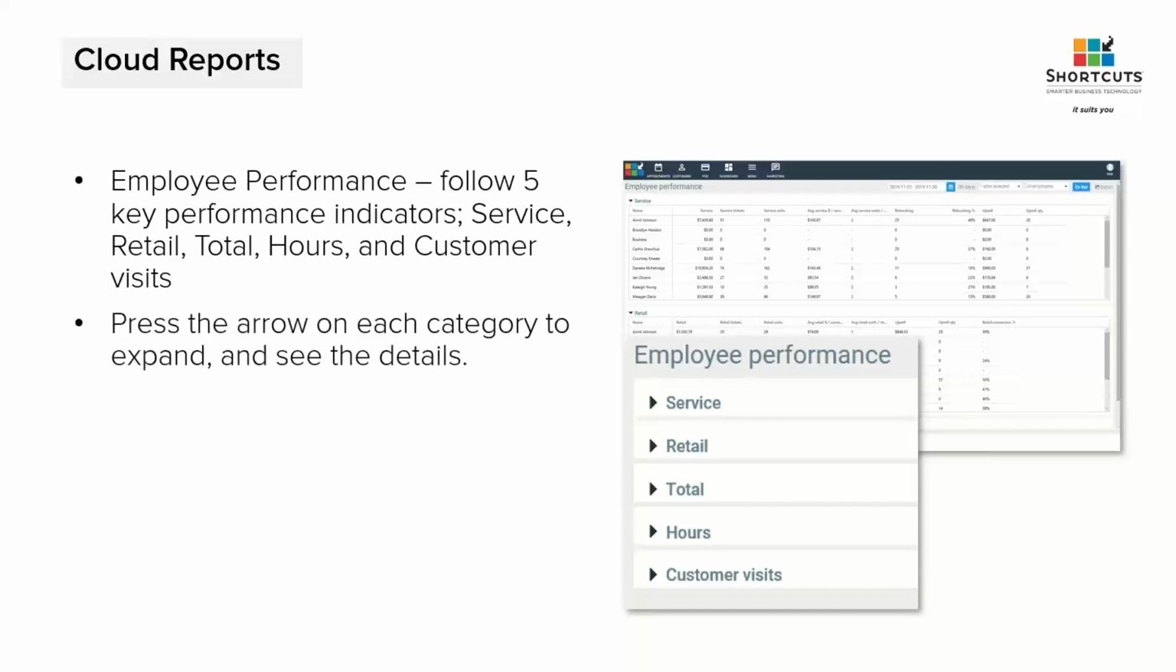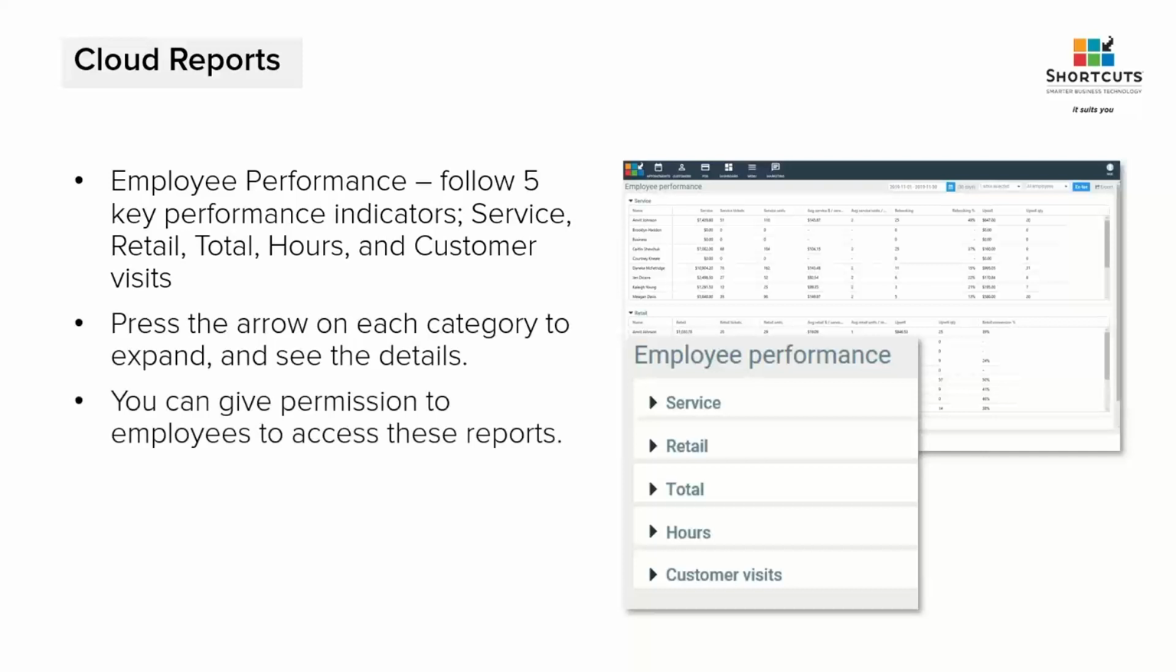So employee performance, that's a little bit different than employee productivity. This has 5 specific KPIs: what their service totals and averages were, retail, their totals, hours, and of course customer visits. At the bottom of that particular report, there's a little arrow which allows you to open up each category and see a breakdown of those details.